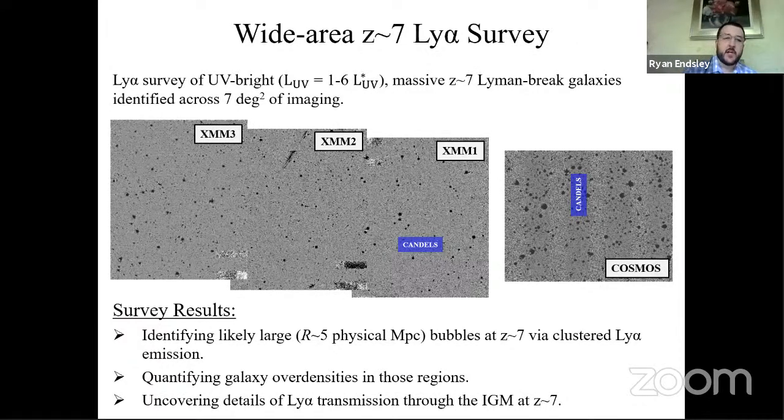What I'll describe in this talk is how with this survey, we have been able to, 1, identify likely large ionized bubbles at redshift 7 via clustered Lyman-Alpha emitters in our sample, 2, quantify the galaxy overdensities in these likely reionized regions, and 3, uncover details of Lyman-Alpha transmission through the IGM at redshift 7 in these massive galaxies that's necessary to place our results in the context of reionization.